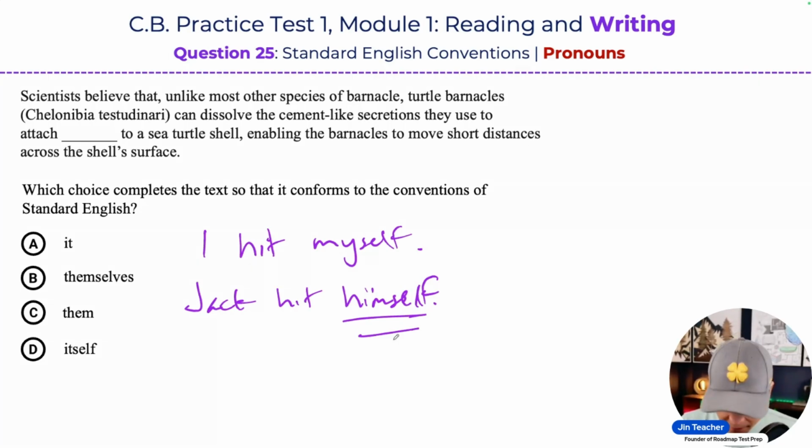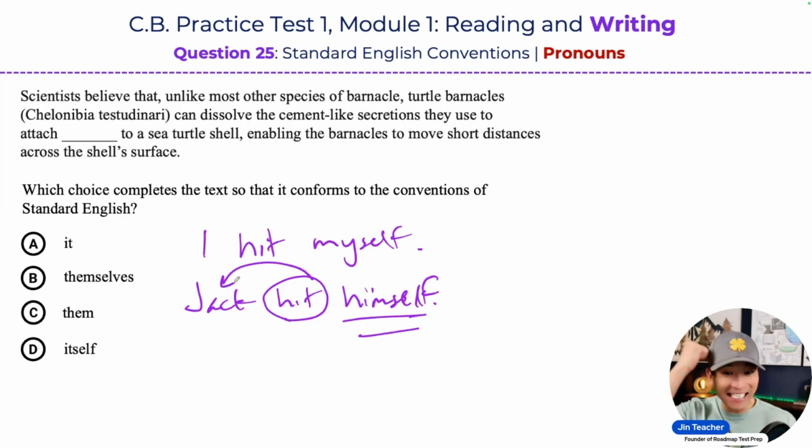Again, it reflects the action of the verb, right? What is the action of the verb? The action of the verb is to hit. So when you say Jack hit himself, it's reflecting the action of the verb back onto the subject. Jack is hitting Jack. Jack is not hitting somebody else, right? He's hitting Jack. Now, that's what a reflexive pronoun does.